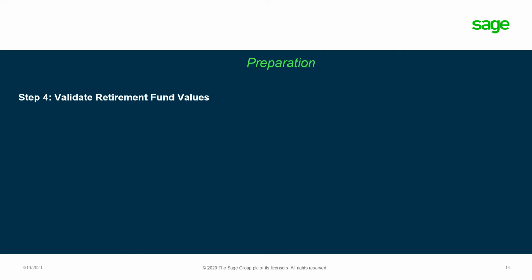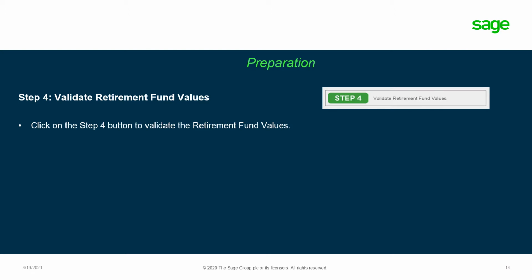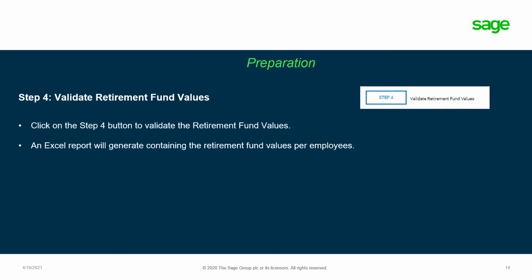Step 4. Validate the retirement fund values. Click on the Step 4 button to validate the retirement fund values. An extra report will generate containing the retirement fund values per employee.